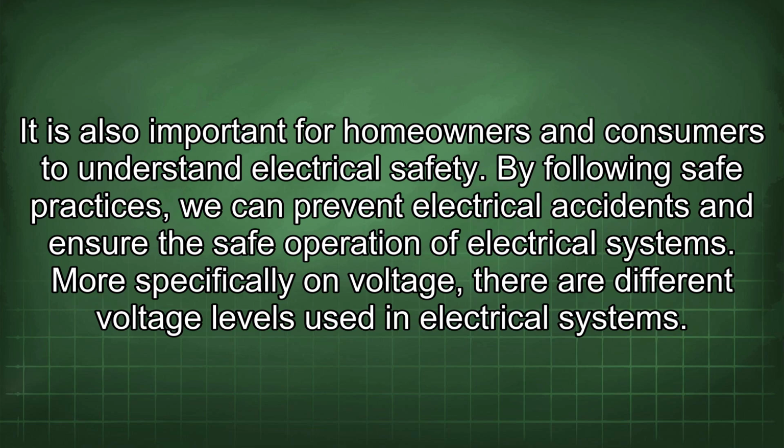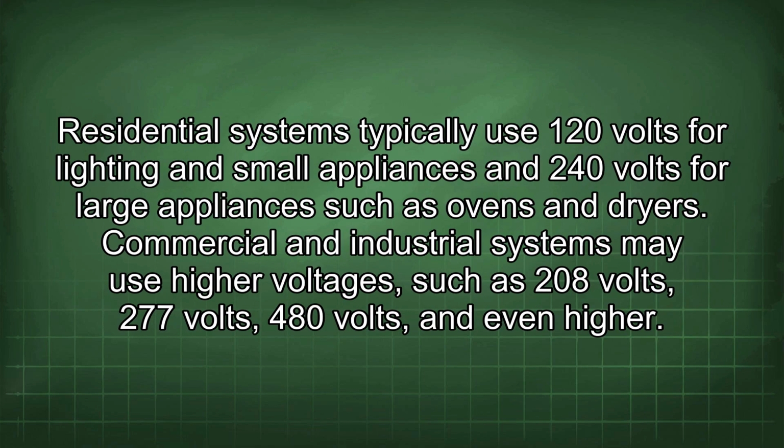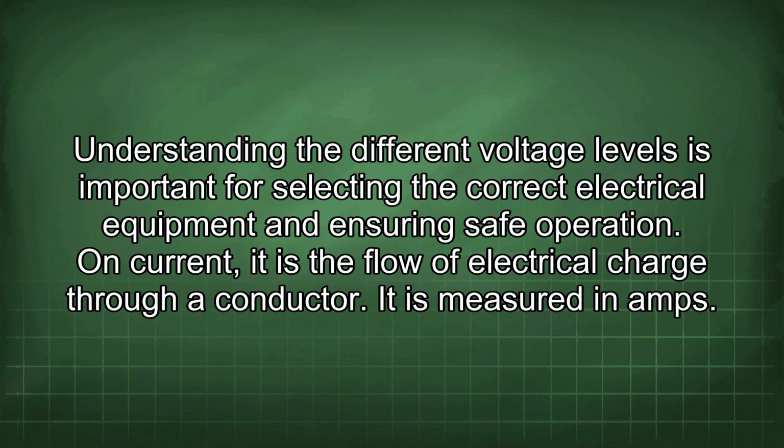More specifically on voltage, there are different voltage levels used in electrical systems. Residential systems typically use 120 volts for lighting and small appliances, and 240 volts for large appliances such as ovens and dryers. Commercial and industrial systems may use higher voltages, such as 208 volts, 277 volts, 480 volts, and even higher. Understanding the different voltage levels is important for selecting the correct electrical equipment and ensuring safe operation.